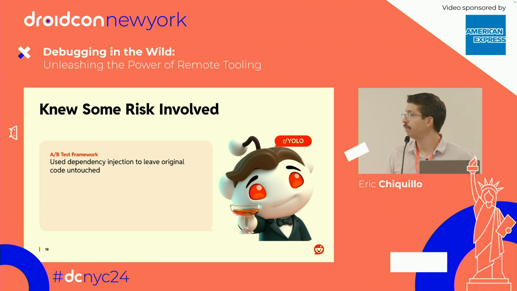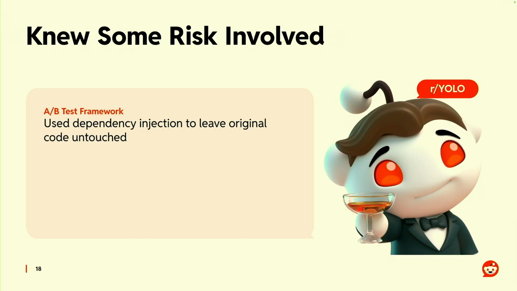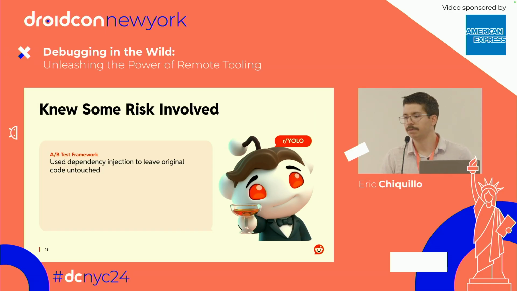I used my A/B testing framework with dependency injection to leave the original code untouched. I had an interface, and depending on whether you were in control or treatment, I would contribute the correct class to the Dagger graph. That allowed me, if something were to go wrong, to easily switch it off, because the original code that we had in production for many years is still there.